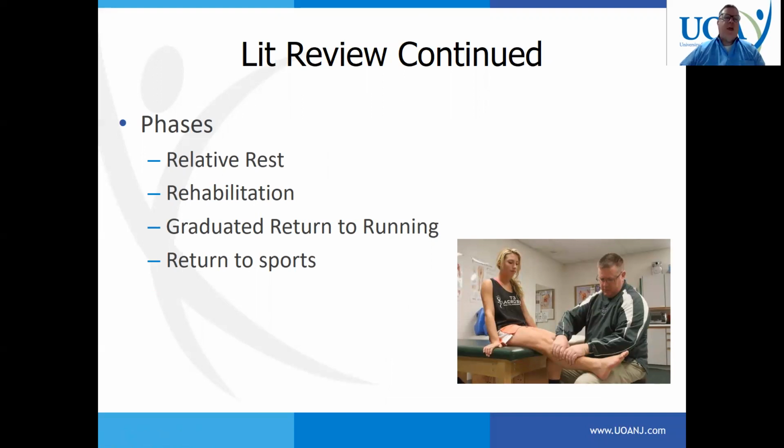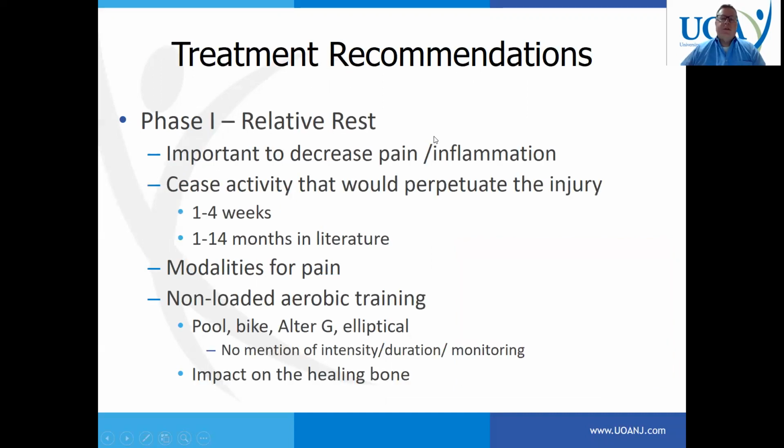So if we break down these phases of recovery, we have relative rest, rehab, graduated return to running, and return to sports, is pretty much noted in these 9 different phase programs. Relative rest is important to decrease pain and inflammation. It's important to cease the activity that perpetuated the injury, and the relative rest was listed as 1 to 4 weeks. But there was no definition or clarification on why 1 for some, 4 for others. They used subjective pain as the only rational guideline for that. But in the literature, this relative rest period may last as long as 14 months.